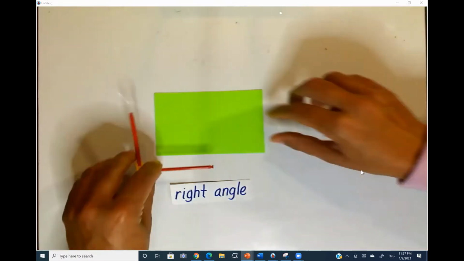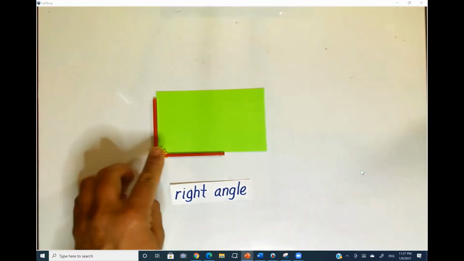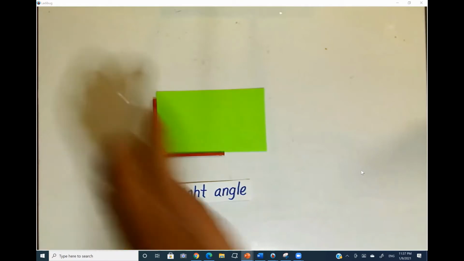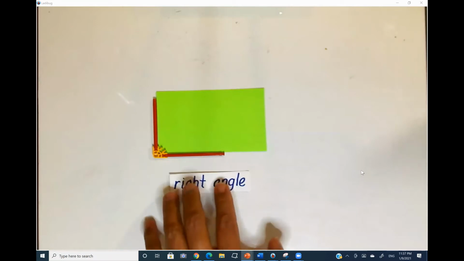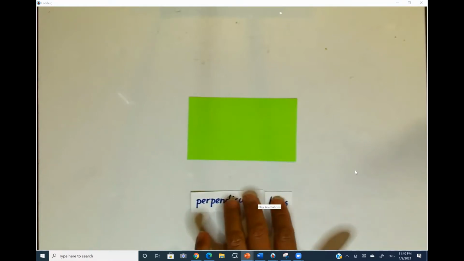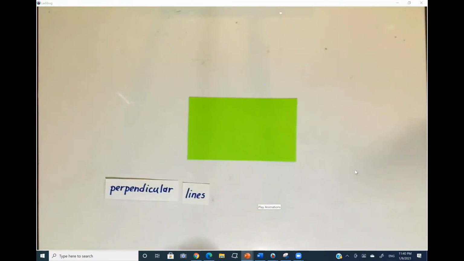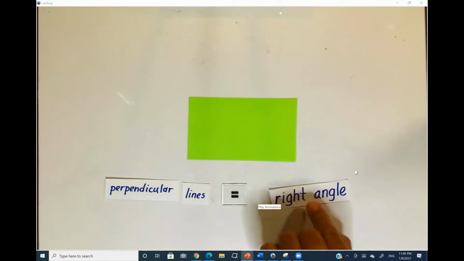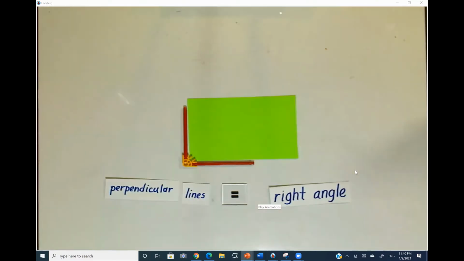I know that the rectangle has right angles because if you put the two segments in one of the corners, it makes a perfect corner. That means it has a horizontal line and a vertical line that makes a right angle, a perfect corner. And why is that important? Because today we're learning about perpendicular lines. And it happens that a perpendicular line is the same or equal or equivalent to a right angle. So that means that this right angle is going to be a set of perpendicular lines.